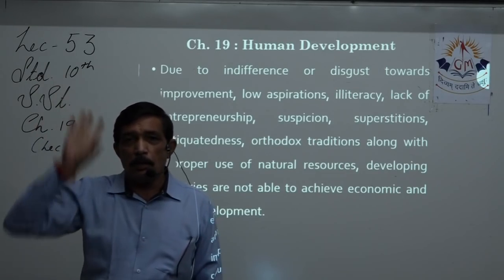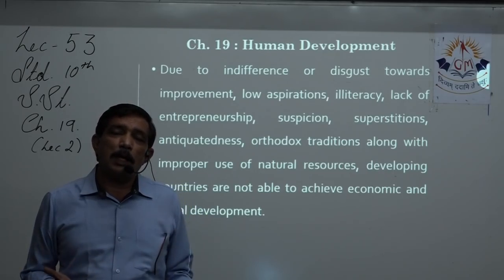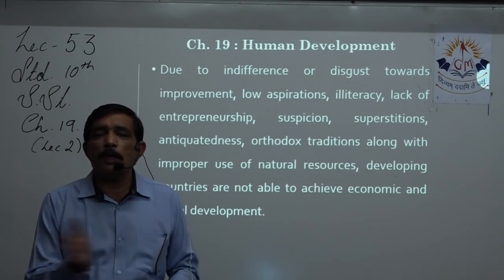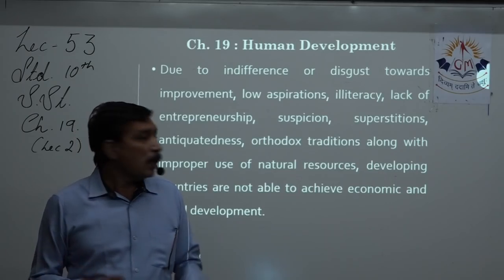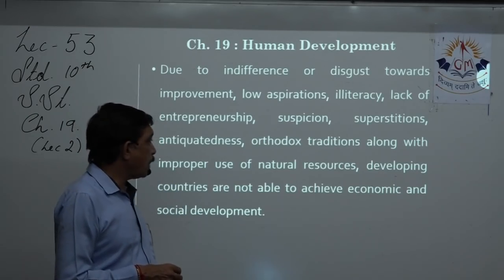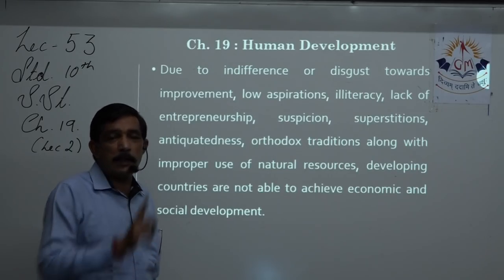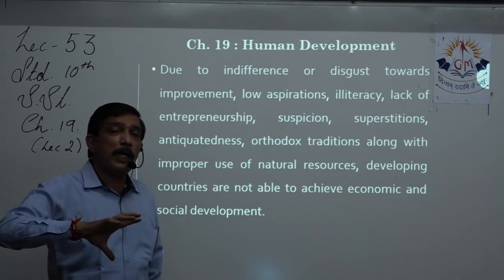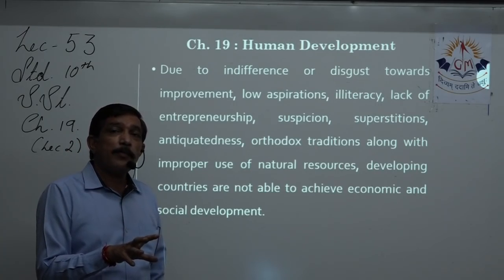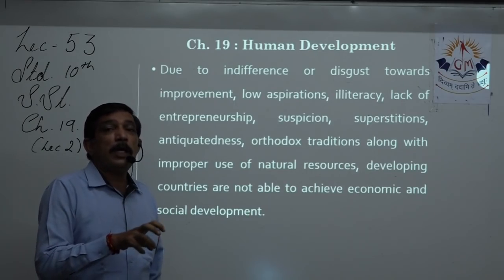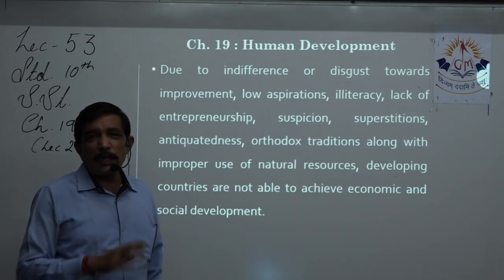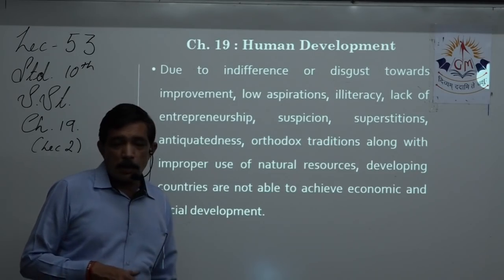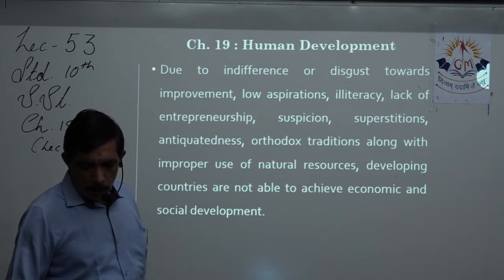Improper use of natural resources. Jiske hath mein lag gaya, वो यूज कर रहा है, बाकी किसी को पता ही नहीं है कि हमारे जमीन के नीचे क्या है, right? So that way natural resources are wasted, whether it is minerals, whether it's water, anything. So improper use of natural resources, and scientific use should be there. That we have learned earlier in the earlier chapters also, we should be having a scientific way of using the natural resources so that we can use the maximum. We can conserve also so that future generations benefit, but that type of thinking is not present in these countries or is at a low level. Developing countries are not able to achieve economic and social development.